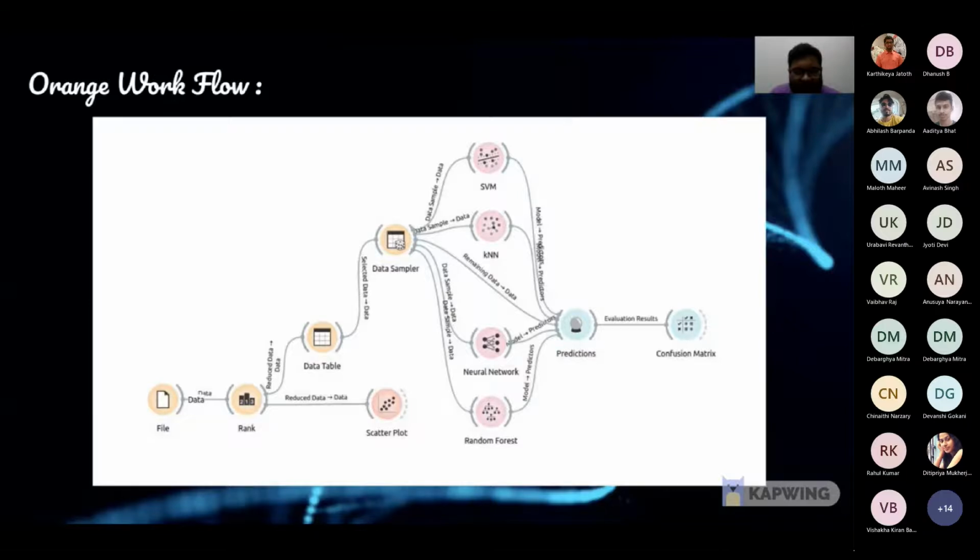The training data is passed on to 4 ML models: KNN, SVM, neural network, and random forest. The predictions are then checked using the confusion matrix, where the correctness of the ML models is analyzed.